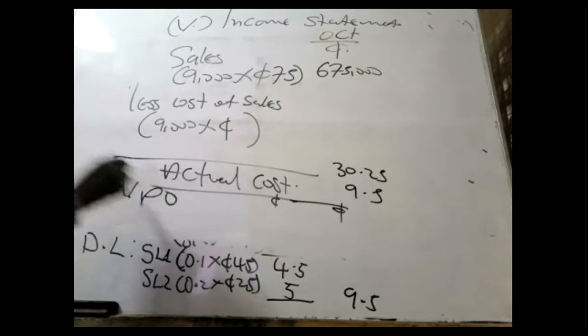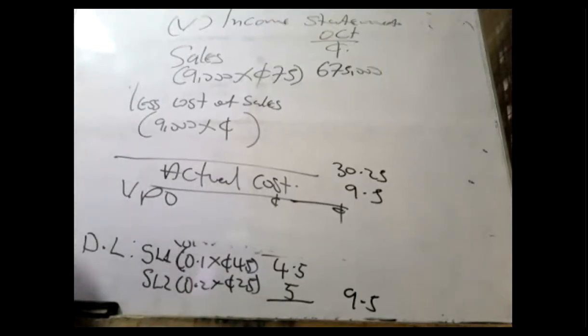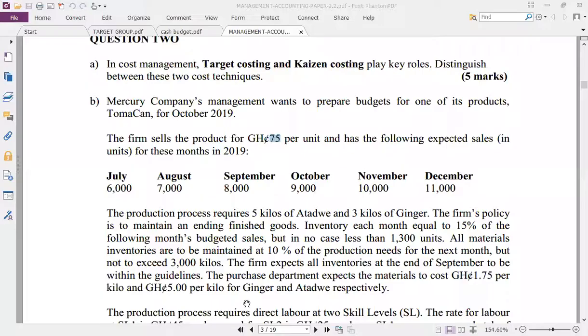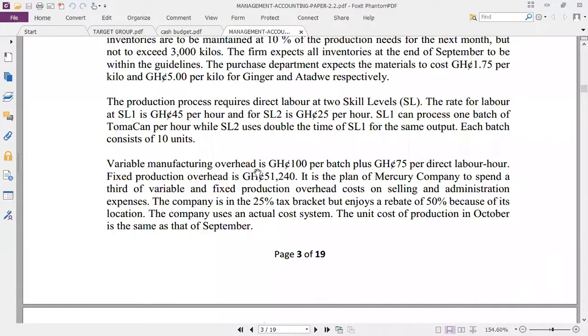Variable production overhead. Now let's go to the variable production overhead from the question. That will tell us how we should calculate it. The second one required is 100 Ghana cedis per bag. If it's per bag, you mean that each bag has 10 units. So that means each unit will be 10 Ghana cedis, plus 75 per direct labor hour. So the labor hours, they are what?